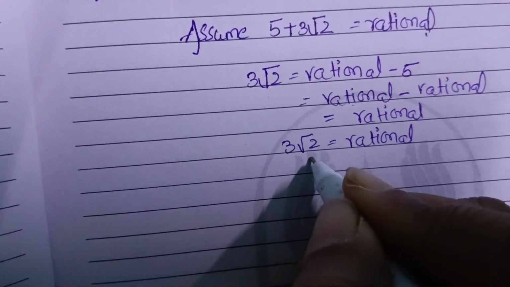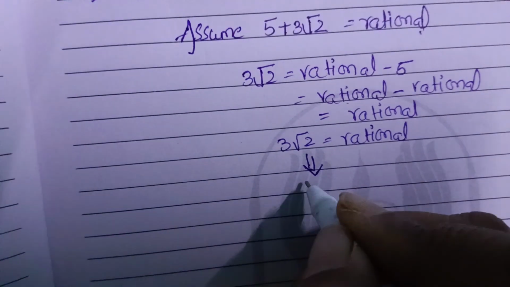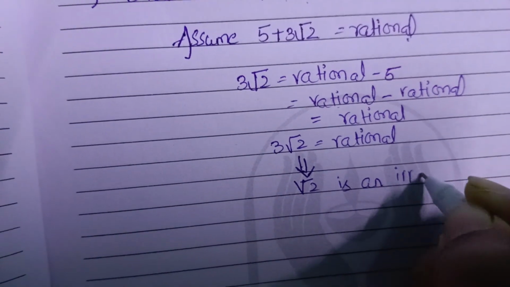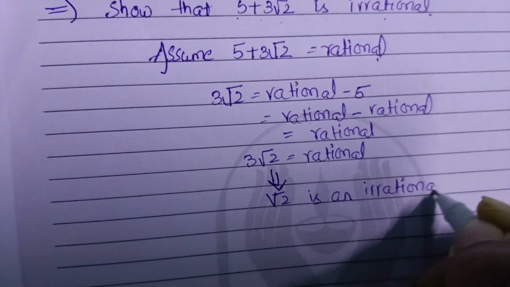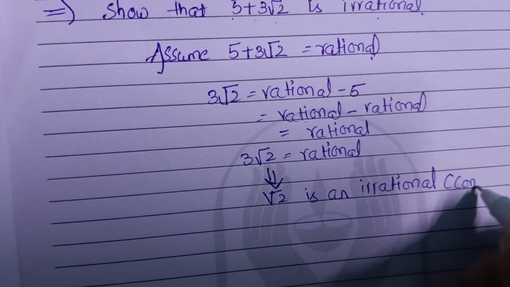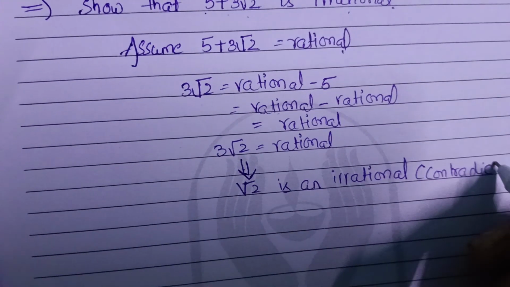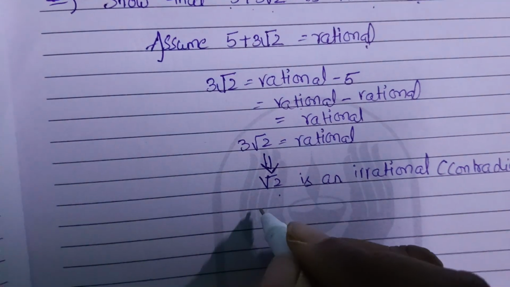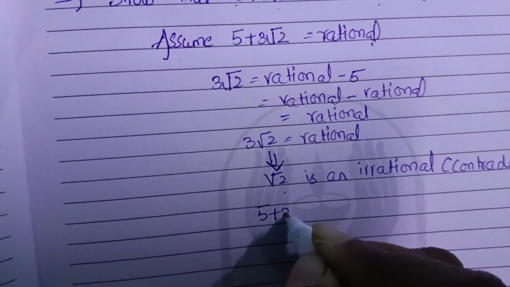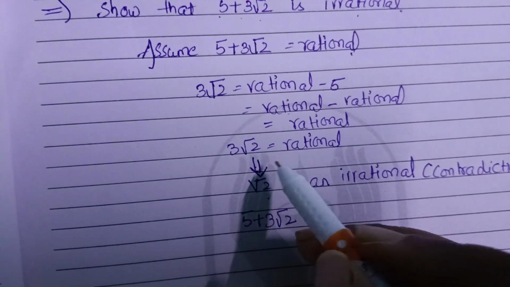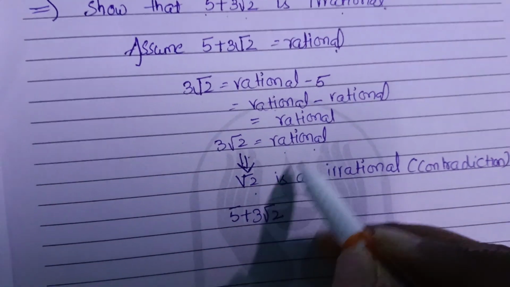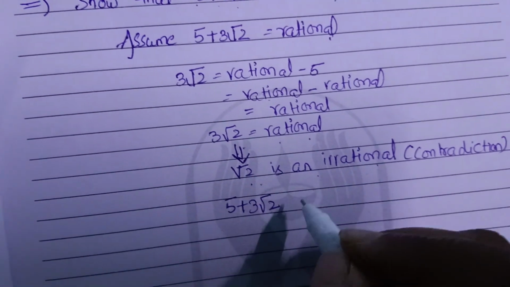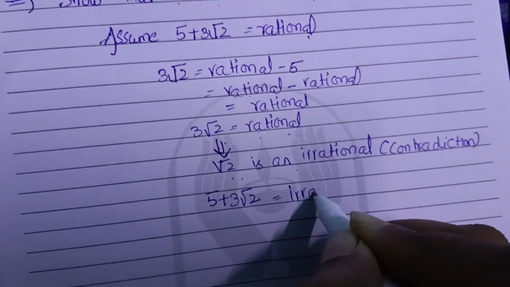But as per the proof we have discussed in the real numbers classes, root 2 is irrational, right? So contradiction. So as root 2 is irrational, this whole number is also. So we got here that 3 root 2 is rational, right? But what is root 2? Root 2 is an irrational number. So what is the whole number? This one is also irrational.